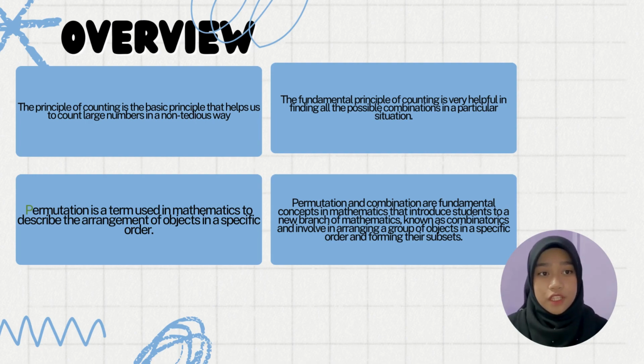Other than that, permutation and combination are fundamental concepts in mathematics that introduce students to a new branch of mathematics known as combinatorics, and involve arranging a group of objects in a specific order and forming their subsets.